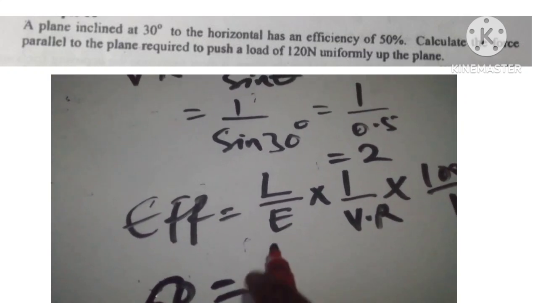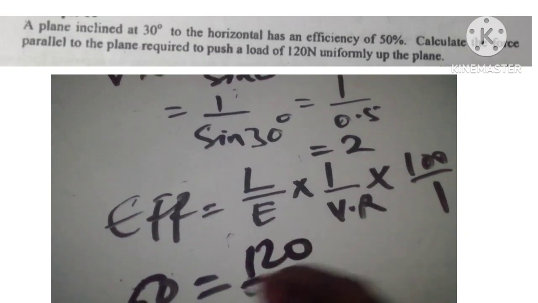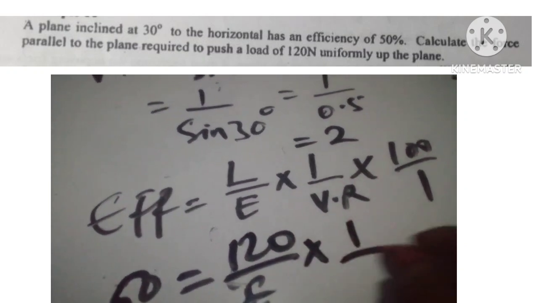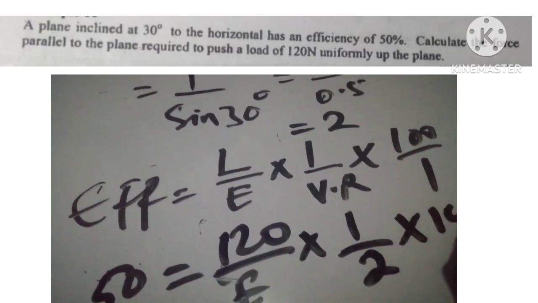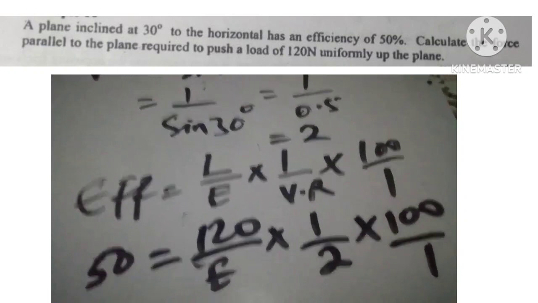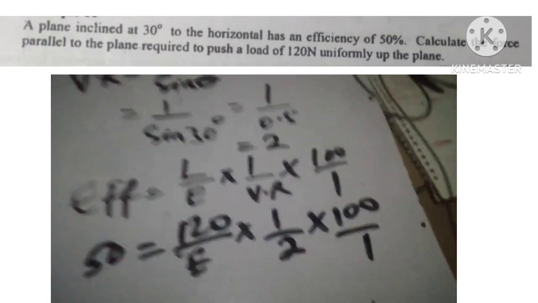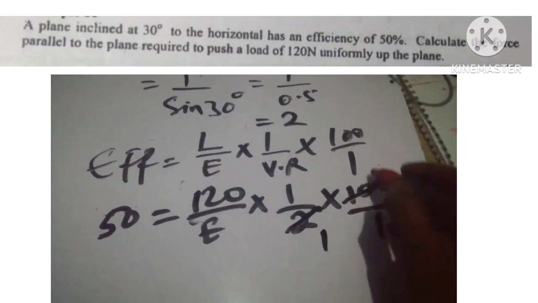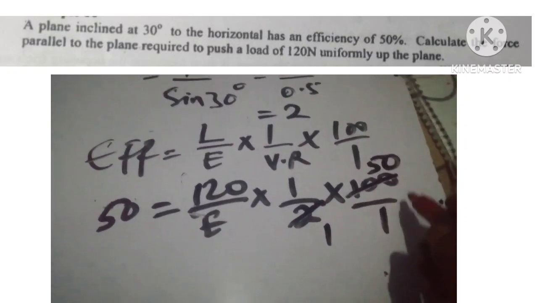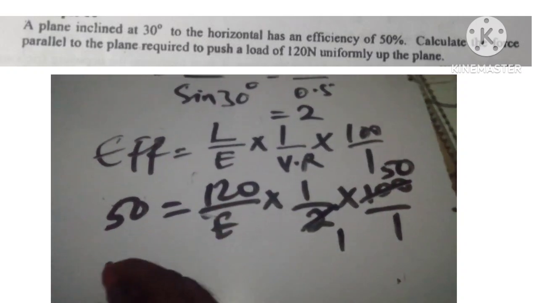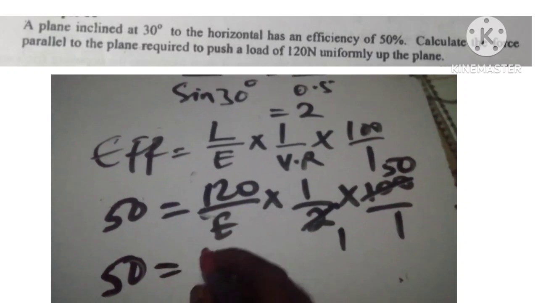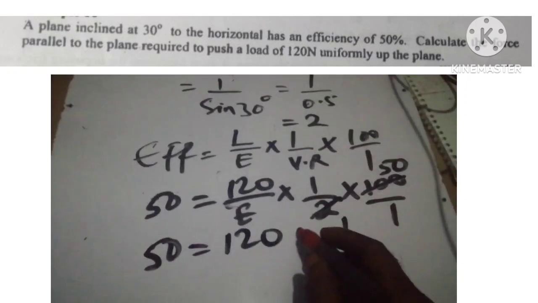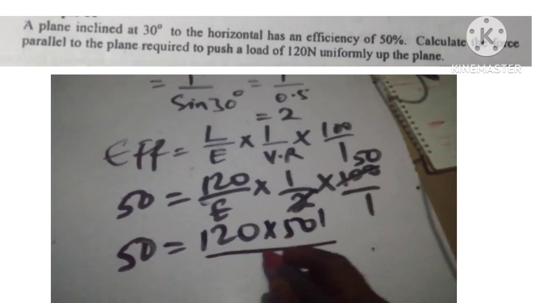The load, according to the question, is 120, over the effort, which we don't know, times 1 over the velocity ratio, which is 2, times 100 over 1. Take note of this, it is very, very important. Now at this point, 2 here is 1, 2 here is 50. Now you use this 50 to times 120. So we have 50 is equal to 120 times 50 divided by effort.